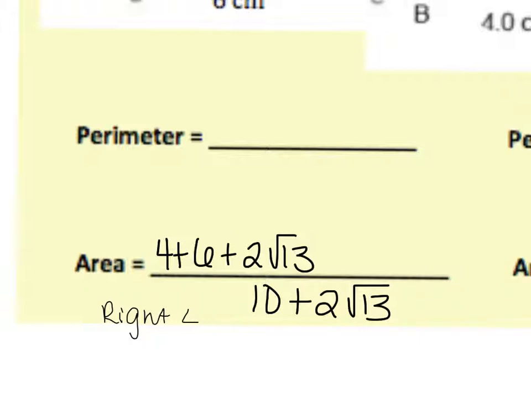Because remember, you can't add a square root when it doesn't have like roots. And I just wrote that in the area box, and that's not the area. The perimeter is 10 plus 2 root 13.